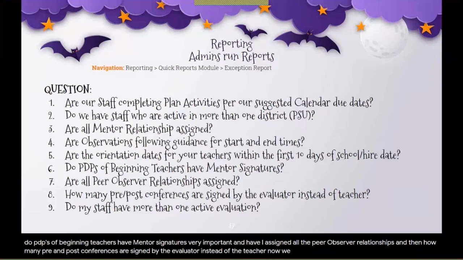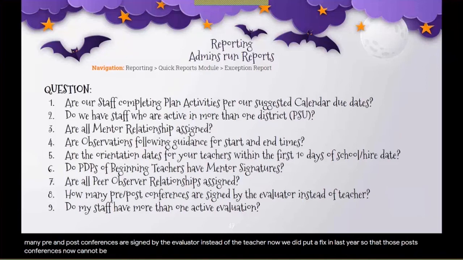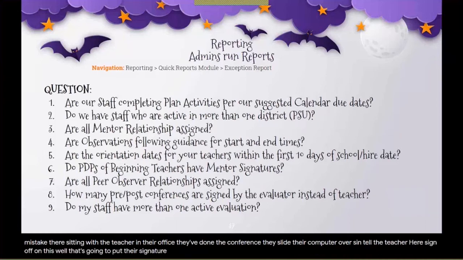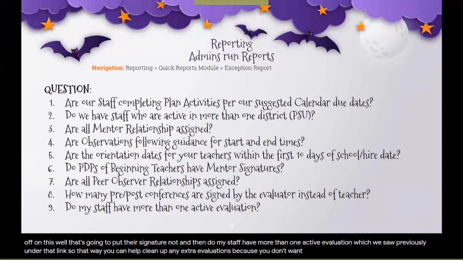Now, we did put a fix in last year so that those post conferences now cannot be signed by the evaluator by mistake. But those pre-conferences can still be signed by the evaluator by mistake. They're sitting with the teacher in their office. They've done the conference. They slide their computer over and tell the teacher, here, sign off on this. Well, that's going to put their signature, not the teacher's signature, because they're the ones logged in. And then, do my staff have more than one active evaluation, which we saw previously under that link? That way you can help clean up any extra evaluations, because you don't want all of those extra evaluations archived at the end of the year.